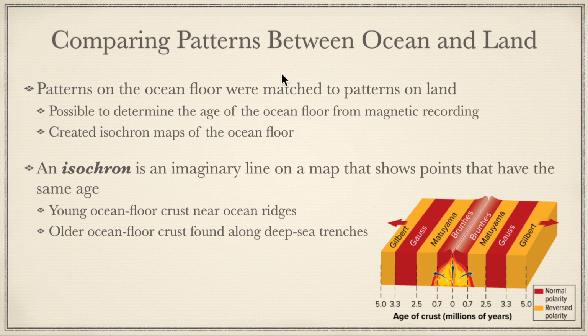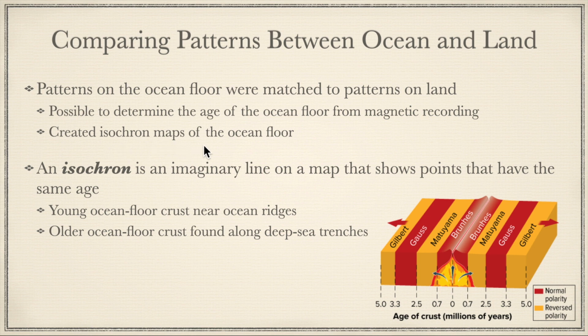Now, comparing patterns between ocean and land. Patterns of magnetic reversals on the ocean floor were matched up to patterns that we found on land. Based on that, we were able to collect rocks on land and get the ages of those rocks, and you know those rocks are basically the same age as the ones on the ocean floor. So it's possible to determine the age of the ocean floor from this magnetic recording.